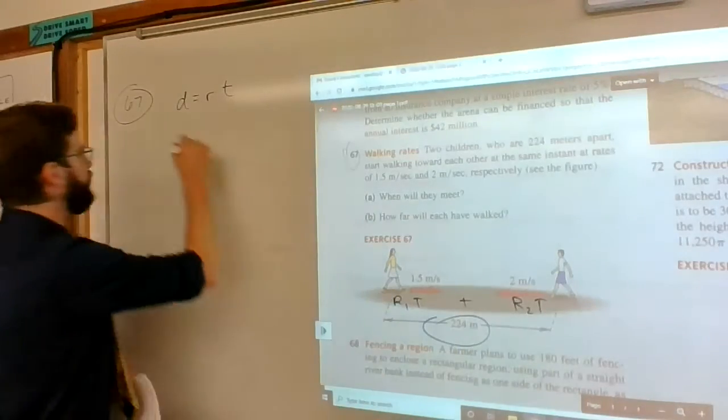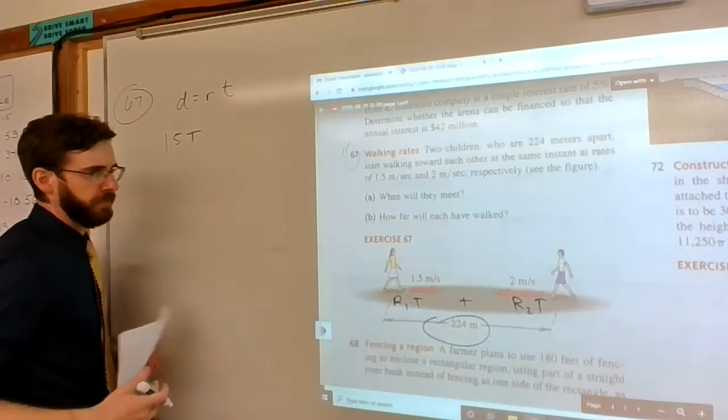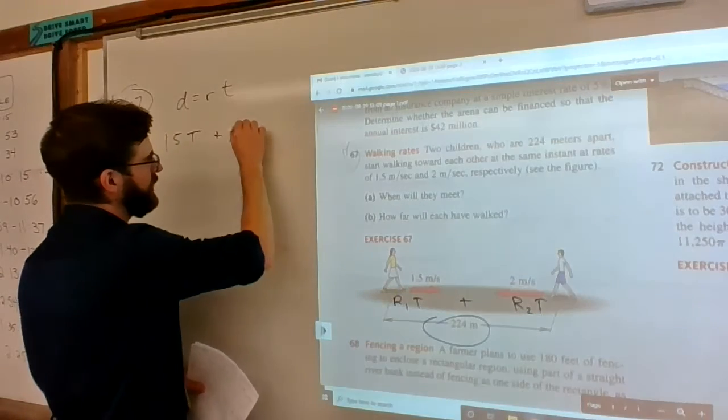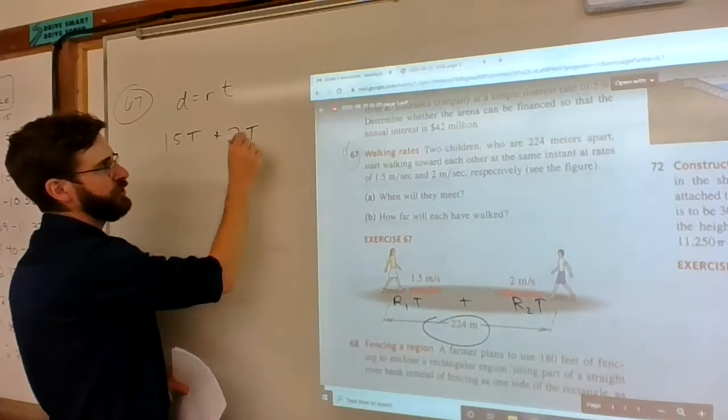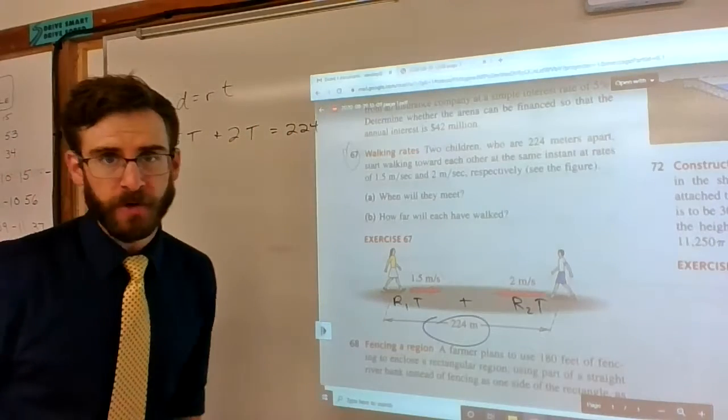So rate 1 is 1.5 meters per second. The t is the unknown that we're looking for. The rate 2 is the 2. That's also times t. So it's distance 1 plus distance 2 equals the total distance of 224 meters. And that's a pretty straightforward equation to solve.